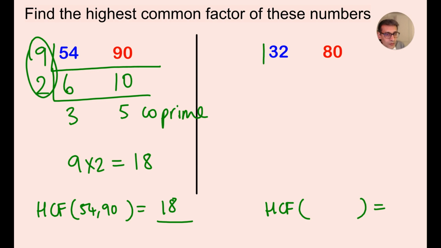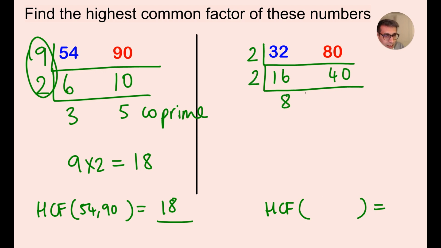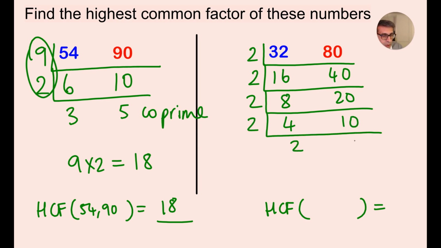So for 32 and 80, hopefully you've had a go. If you haven't, pause the video. Now you can pick out big factors like 8 in this case, or you can break it down slowly as well. I'm going to do it the slow way here. So divide by 2 to get 16. Divide by 2 is 40. And then here we're going to divide by 2 to get 8 and 20. Divide by 2 to get 4. 20 divided by 2 is 10. Divide by 2 again to get 2 and 5. Now 2 and 5 are coprime.